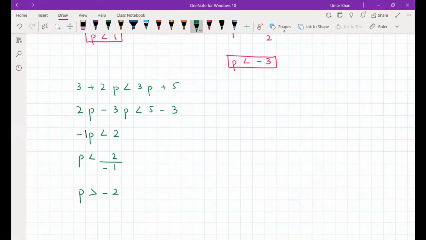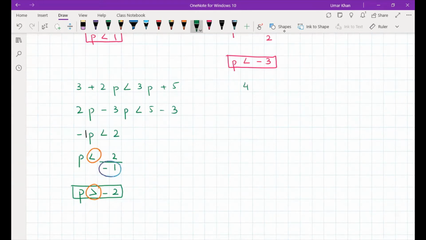What happened over here? So basically, whenever we divide an inequality with a negative sign, our inequality sign automatically changes. It was a less than over here and it automatically became a greater than. So whenever you're dividing with a negative inequality, your sign will change. Let's take the other question now. Let's look at this one.